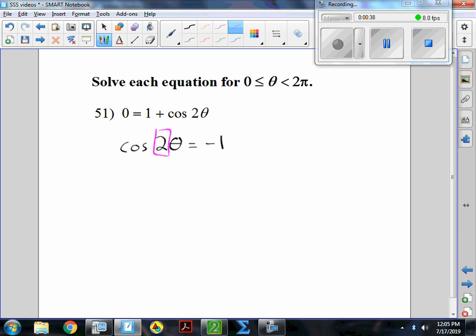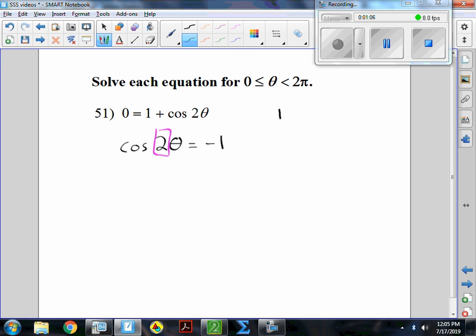So cosine 2 theta. The 2 theta means that this is going to be a horizontal shrink by a factor of 2. So instead of the period being 2 pi, the period is going to be pi. From 0 to pi is going to be the cosine graph. So the entire cosine curve is going to go from 0 to pi and then repeat from pi to 2 pi.